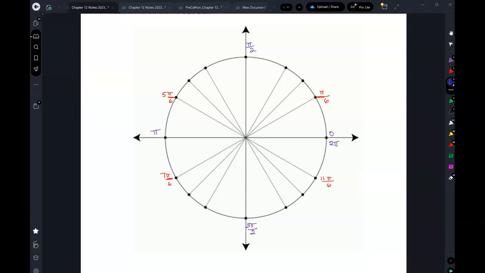Okay. The next one we're going to do is the pi over 3. Pi over 3 is the highest one, okay? The uppermost one. So these 4 are the pi over 3s. These are the farthest from the x-axis. You see that? Farthest from the x-axis. All right? So this gets the pi over 3.